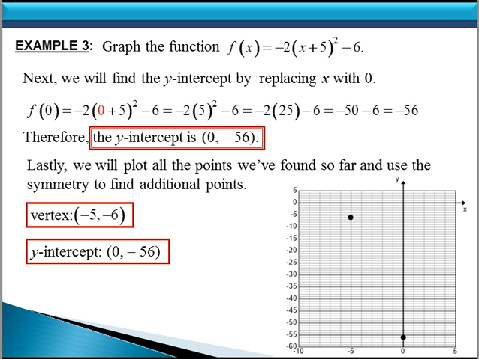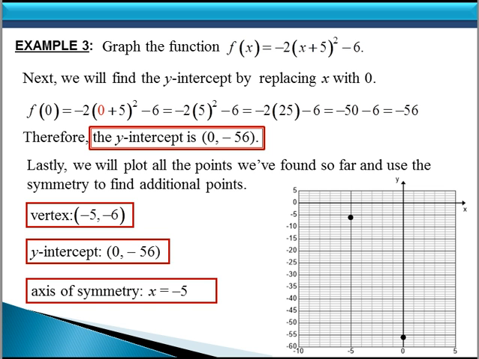So we go down 56 units on the y-axis, plot a point there. And then we'll use that symmetry. Remember, the axis of symmetry always goes through the vertex, so it's going to be the vertical line, which has the equation x = -5. And notice the y-intercept is 5 units to the right of that axis of symmetry, so there must be another point that's 5 units to the left of that axis of symmetry, having the same y coordinate.